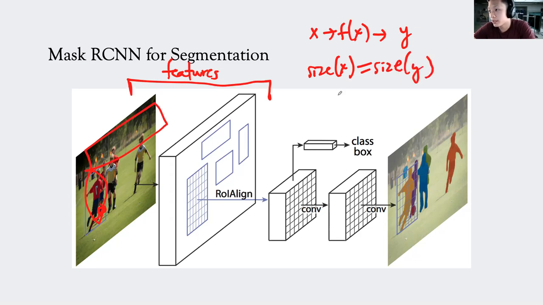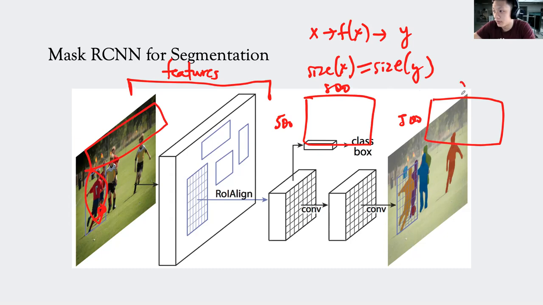So what this means is that if you have an image of size like 500 by 800, then you would get out another thing of size 500 by 800, except there would be a mask around all the people that you think are there. So just imagine that these are people. They don't look very much like people, but this would be the mask. And you would build a neural network to predict the mask. So very simple conceptually, there are some implementation details that we will just gloss over for now.